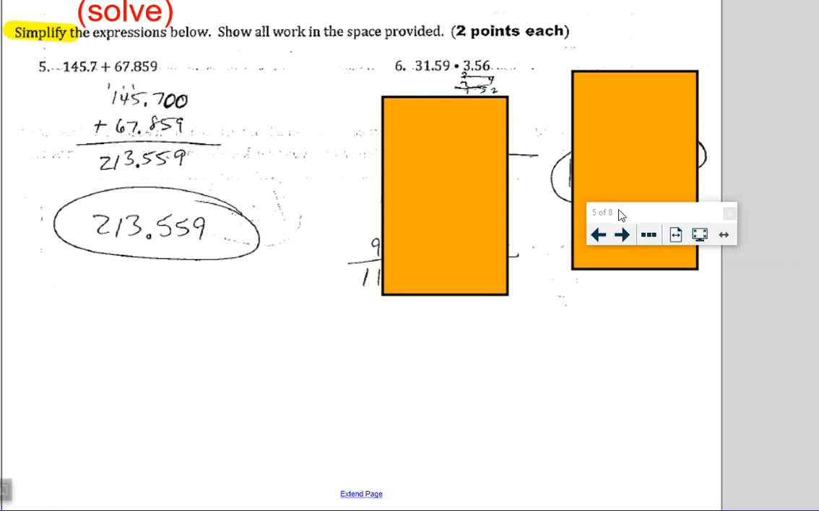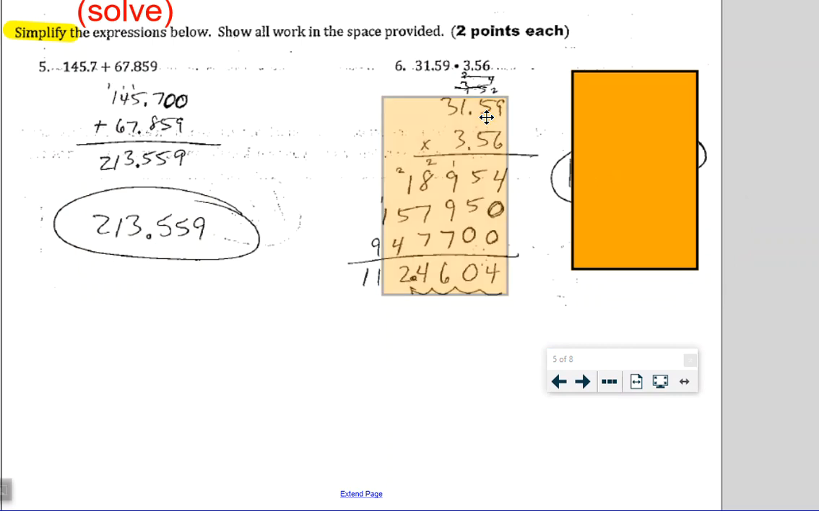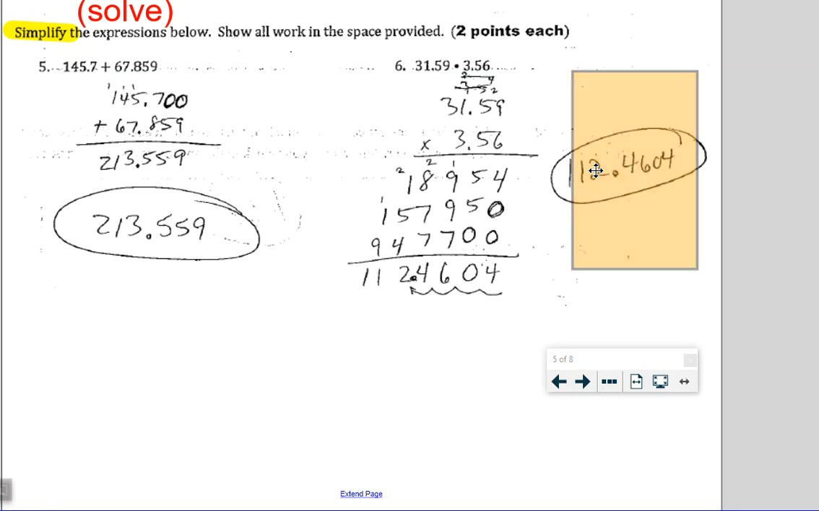Number 6 was multiplying. So again, you ignore your decimal points. In this one, they actually lined up, but that's not important. I think of this as 3,159 times 356. And I go through all of my multiplication steps. The 6 times all of those, the 5 times all of those, and the 3 times all of those. And then when I get my answer, here's how I know: I have 2 decimal numbers here and 2 decimal numbers here. So that's a total of 4 decimal numbers. So I move it over 4 spaces from the right, and I end up with 112.4604.